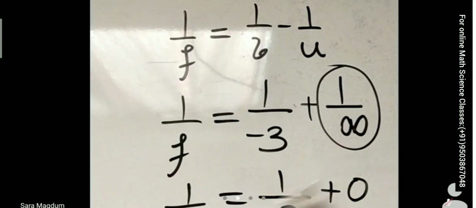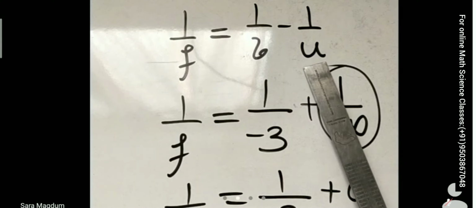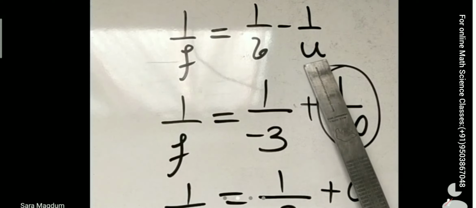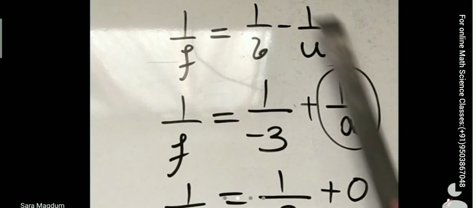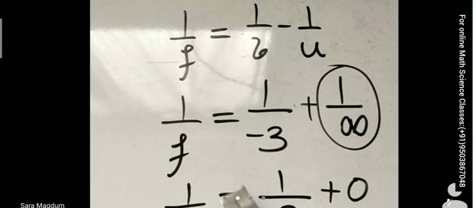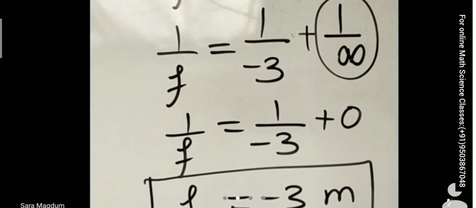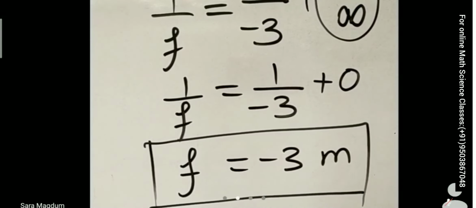You should understand all these things. Yes, this is the conclusion, and it will not be given in the question. So this is -3, and as the person cannot see distant objects, you will take u as infinity. We have used the lens formula, substitution, and then finally we have got the answer. f is equal to -3 meter, meaning we have got the focal length as -3 meter.